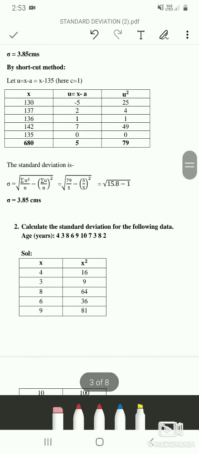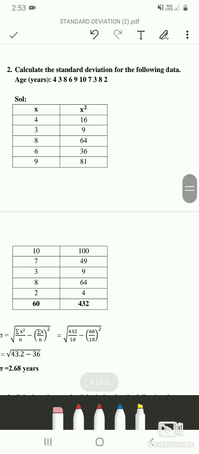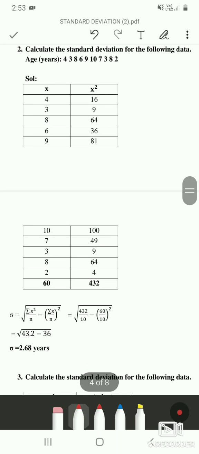Let us see the next problem. Calculate standard deviation for the following data. They have given age in terms of years. The ages are 4, 3, 8, 6, 9, 10, 7, 3, 8, 2. Now let us solve this problem by using the second formula.